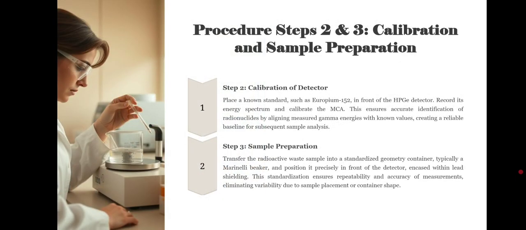Next, we move into the calibration and preparation of the sample. In step 2, a known standard like europium-152 is used to calibrate the detector, then records the energy spectrum and calibrates the MCA. This ensures accurate identification of radionuclides by aligning measured gamma radiation energy with known values, creating a reliable baseline for subsequent sample analysis.